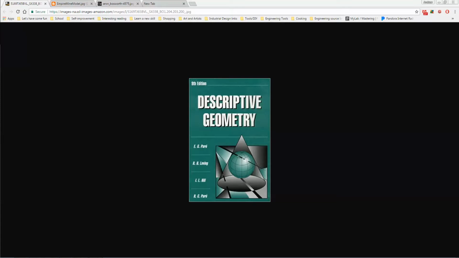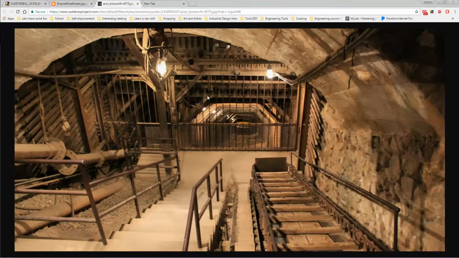All of this was accomplished with pencil and paper, using the techniques that we're going to learn about over the coming weeks. I want to show you a picture of the Empire Mine out of Grass Valley, California. This is a picture of the mine shaft that you can head down into when you're there. It's a descent of about 100 to 150 feet into the shaft network.